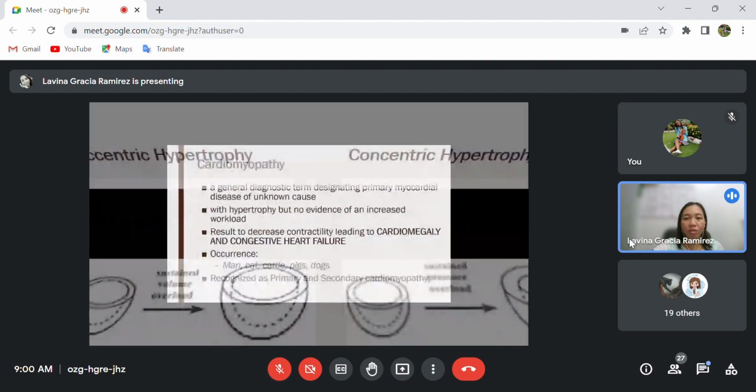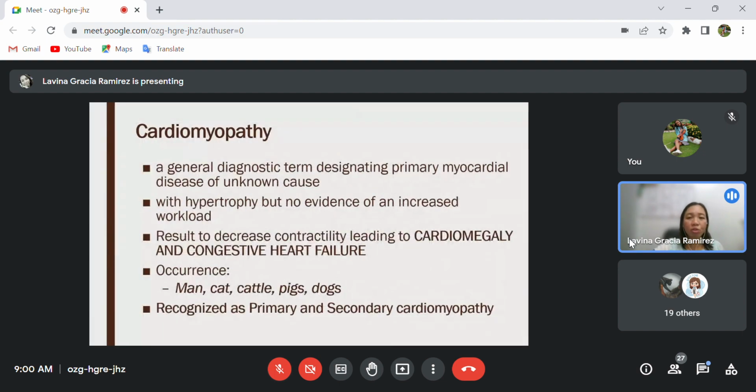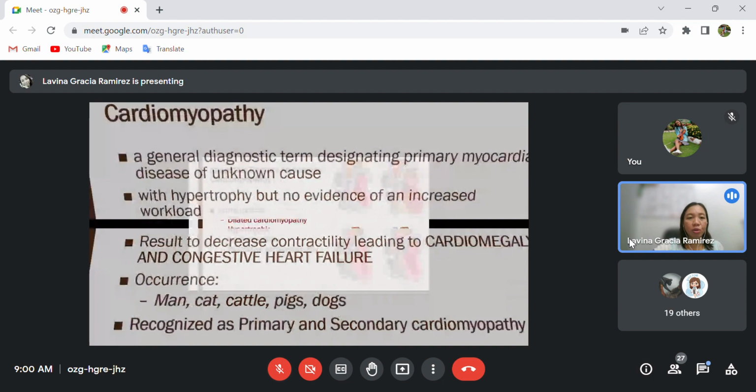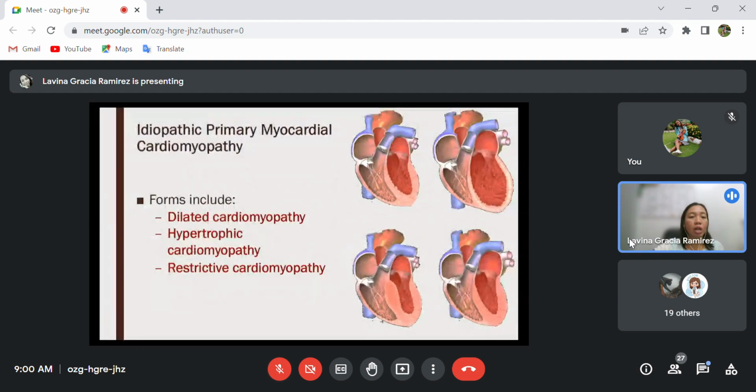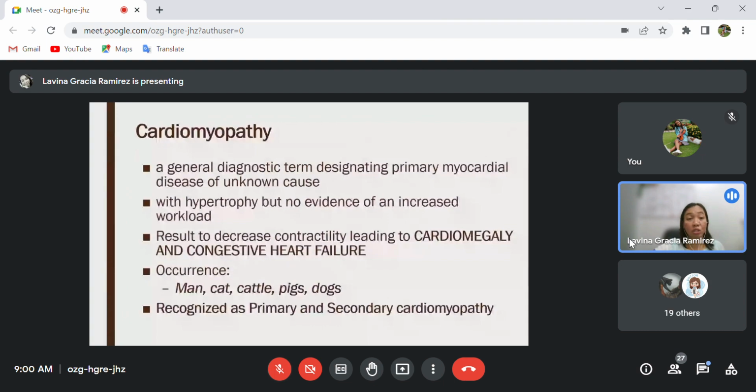So I will end at this one because it's already 9. So please do read on the cardiomyopathy. We will discuss this further until next week. I was hoping to finish all the cardiac topics, but we will continue with the discussions next week. So you read on cardiomyopathy.